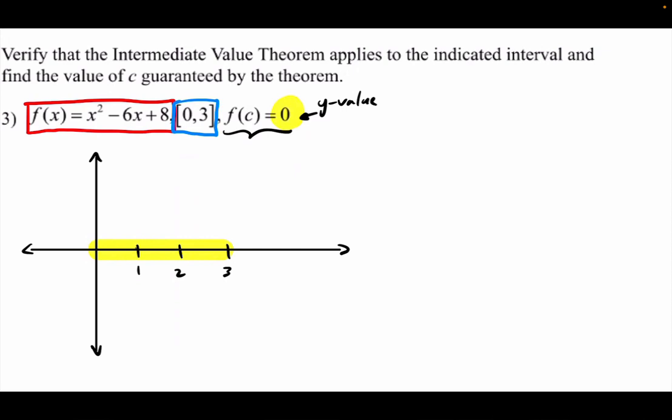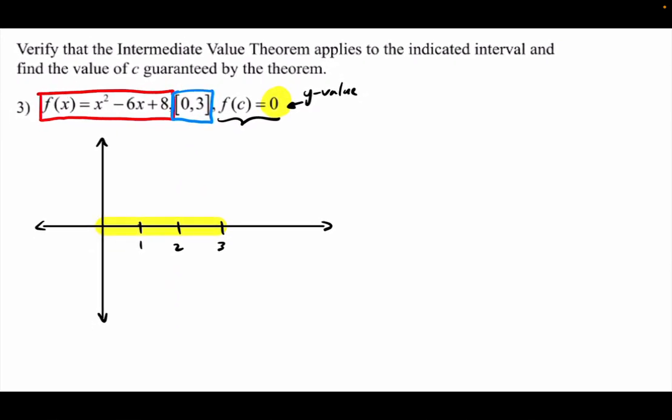So two questions. Is it going to cross that yellow line, and where? Because the y value is 0. Where is the y value 0? X-axis. And I only want to go from 0 to 3. I don't want to go anything higher than 3. So the first thing is, does it apply?